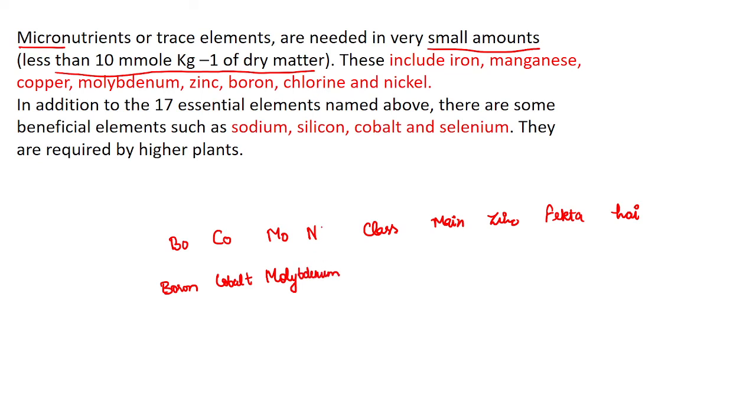And Ni for your nickel, Cl for your chlorine, Mn for your manganese, Zn for zinc only, Fe we know for iron, and this is nothing. Fine. So in this way you are able to learn the names of the micronutrients.